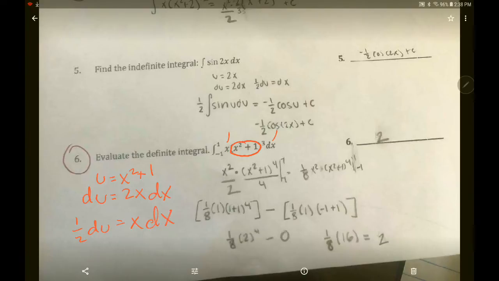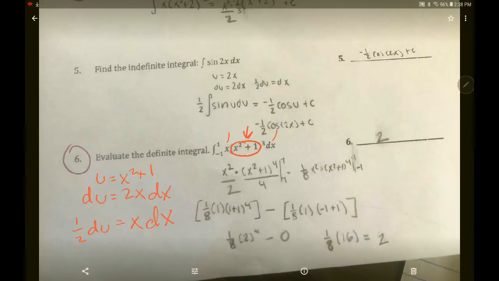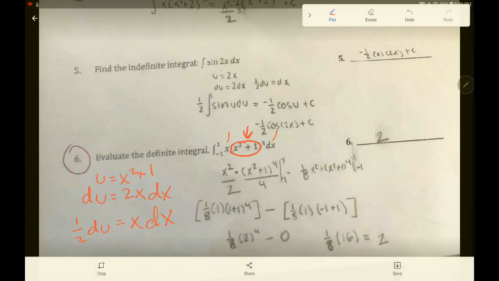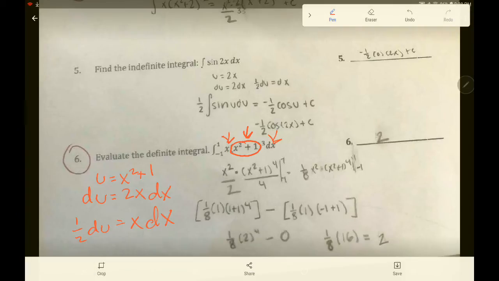Now we see an x dx here, but we don't have a 2, so 1/2 du equals x dx. Now we can do a complete substitution, because u equals x squared plus 1, and we have x dx equals 1/2 du. So now we can do a complete substitution. Let me do that up here.